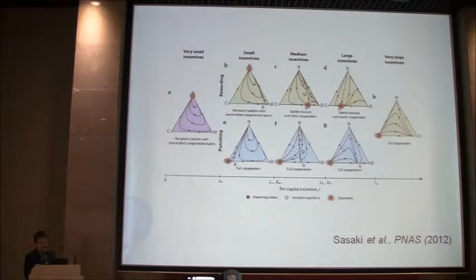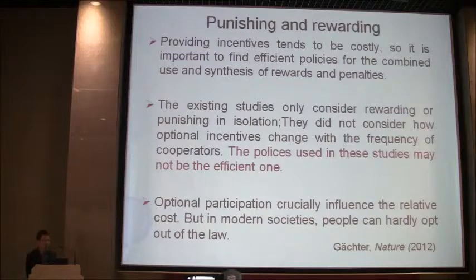For me, this is a great work, and based on it we can continue to develop some ideas and thoughts. In the real world, resources are limited, which means the incentive budget is also limited, so providing incentives is costly. For this limited world, it is very important to find efficient policies for the combined use and synthesis of rewards and penalties. However, the currently existing studies only consider rewarding or punishing in isolation, and they also did not consider how the optimal incentives change with the system state.